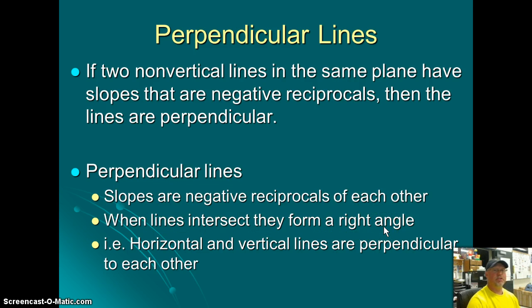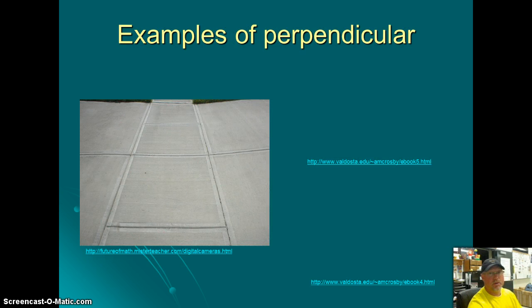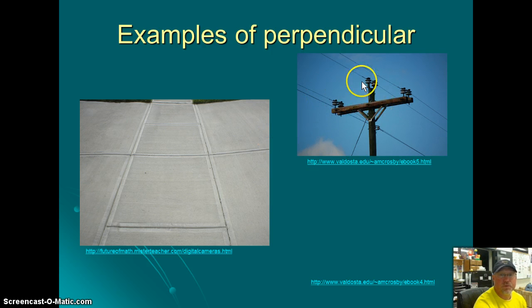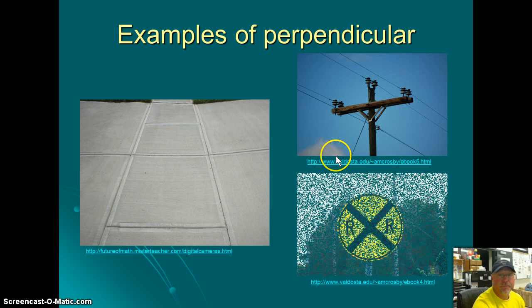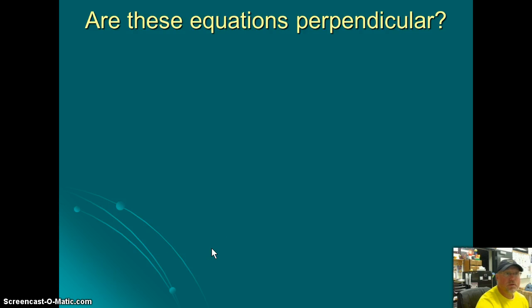So when you do these, make sure that you are using a ruler to make the line straight so that you can see the 90-degree intersection. Some examples of perpendicular are where the sidewalks meet here, cracks, the telephone pole and the bracket, and then we have our railroad sign. So this is our 90 degrees here. So again, the key thing on perpendicular is you have a negative reciprocal for your slope.